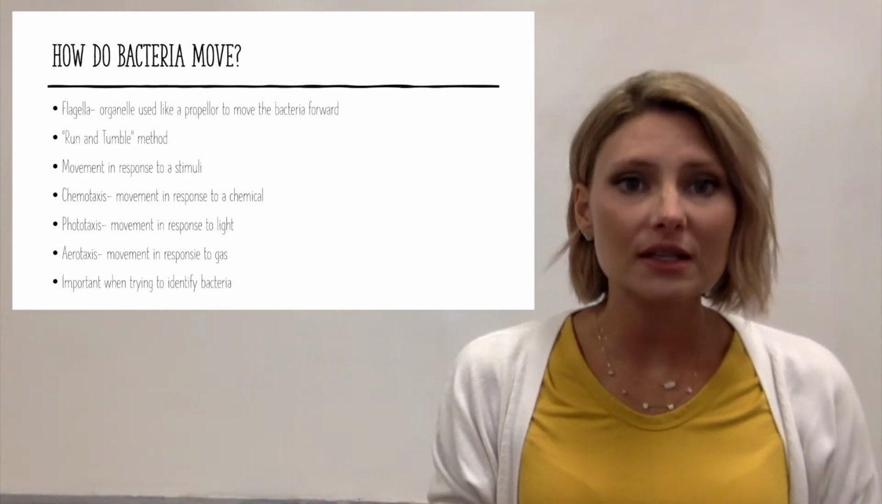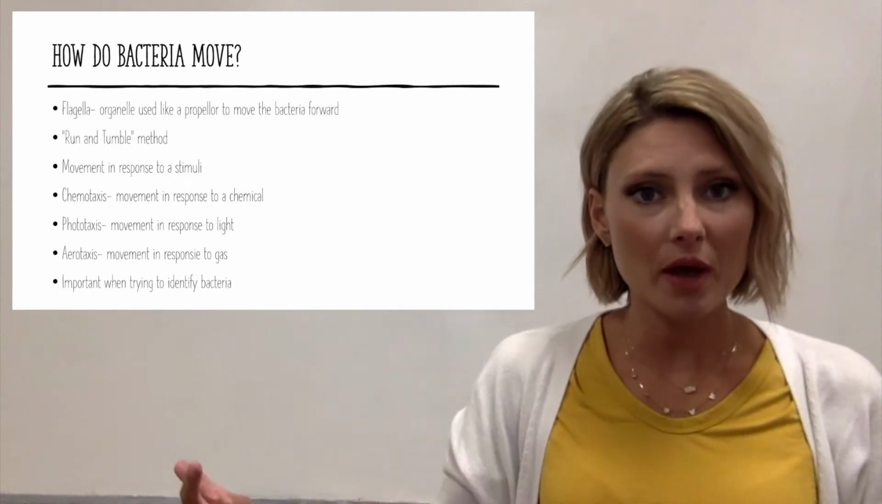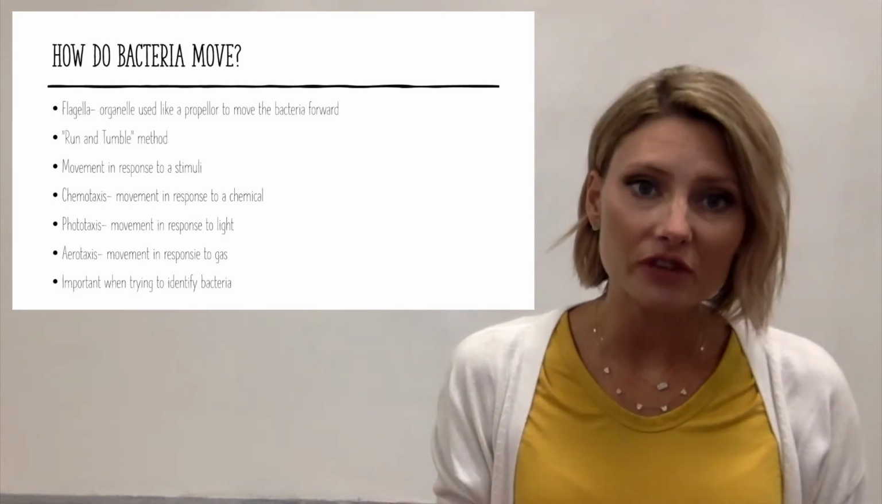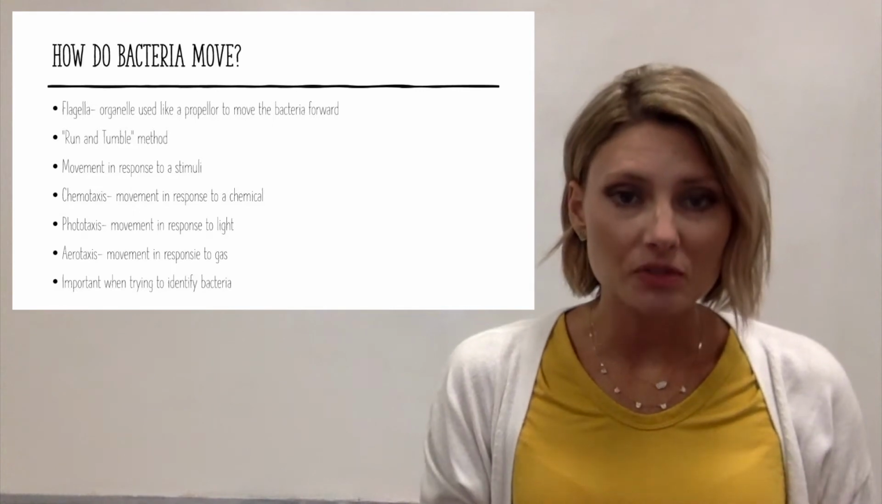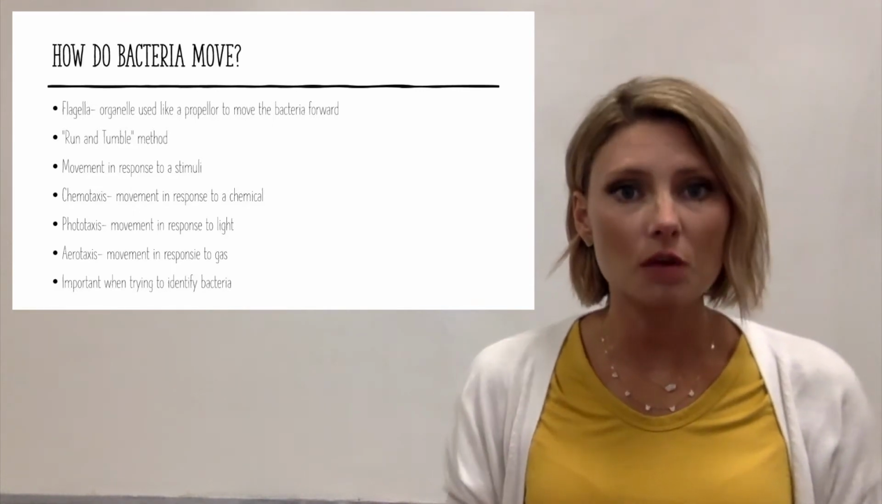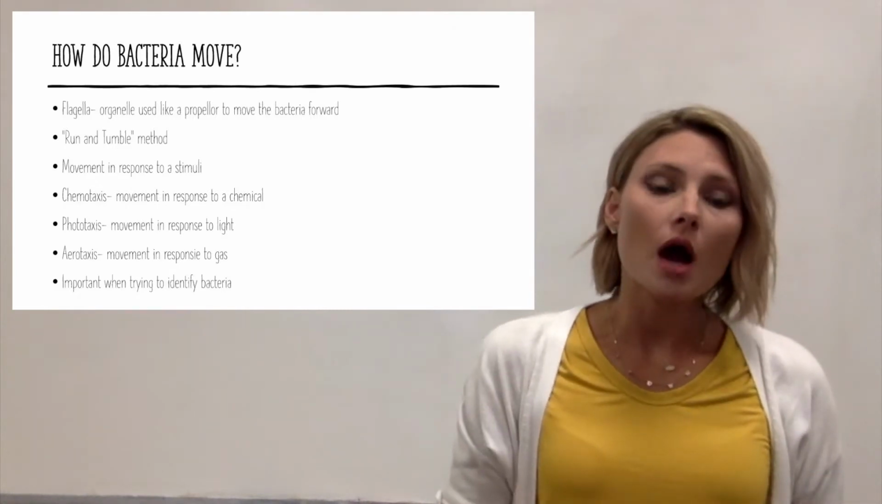And they basically, when they are reacting to something, are going to move it like a propeller, and this is going to propel them forward. Then they stop moving the flagella and they tumble until they stop. So it's not a very direct motion, and this is called the run and tumble method. And this is how the bacteria move.